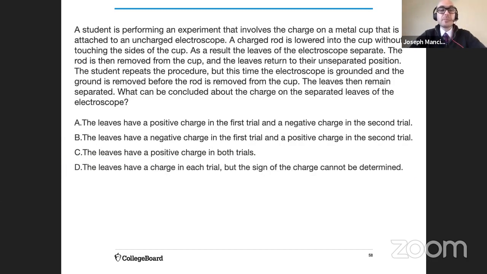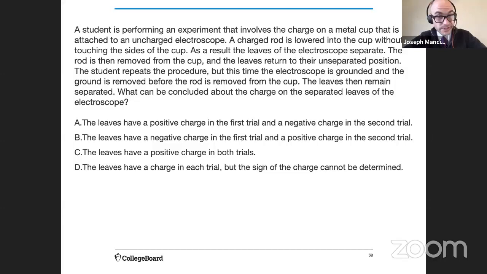A student is charging a metal cup by attaching it to an uncharged electroscope. A charged rod is lowered into the cup without touching the sides of the cup. As a result, the leaves of the electroscope separate. This time, they repeat it and they ground the electroscope, and the ground is removed before the rod is removed. The leaves remain separated. What can we conclude about the charge on the separated leaves?